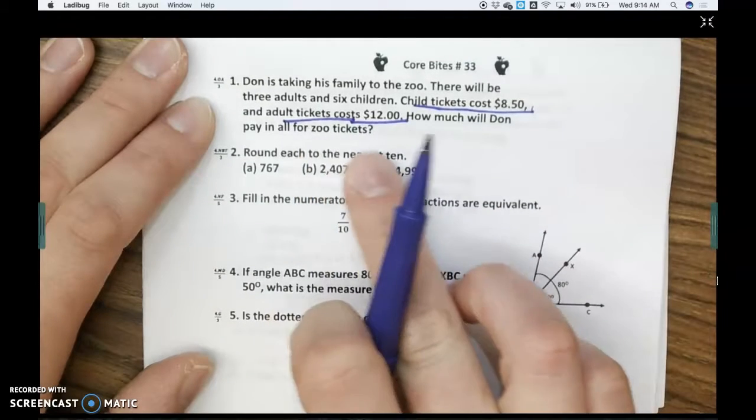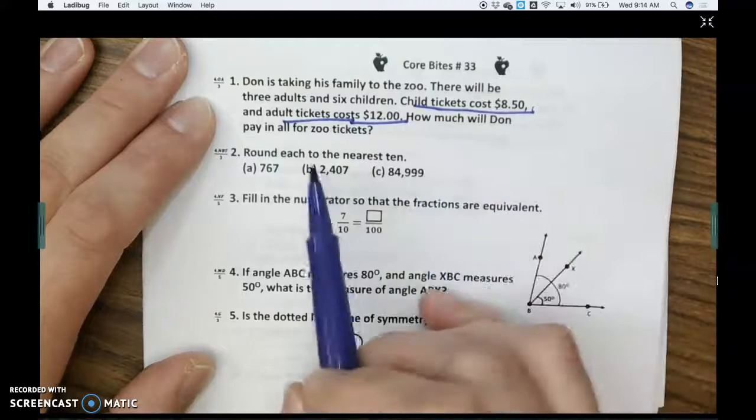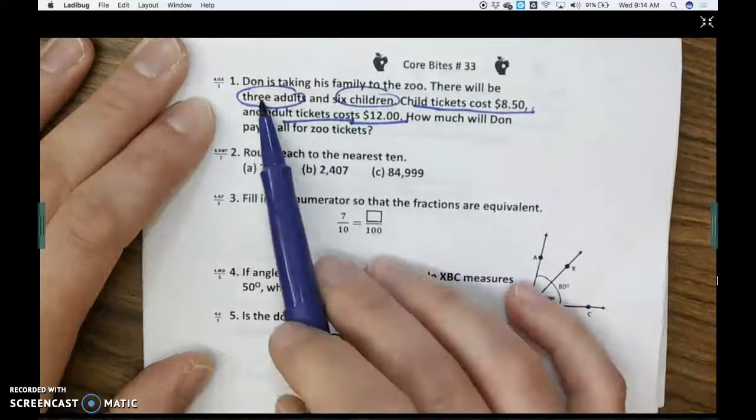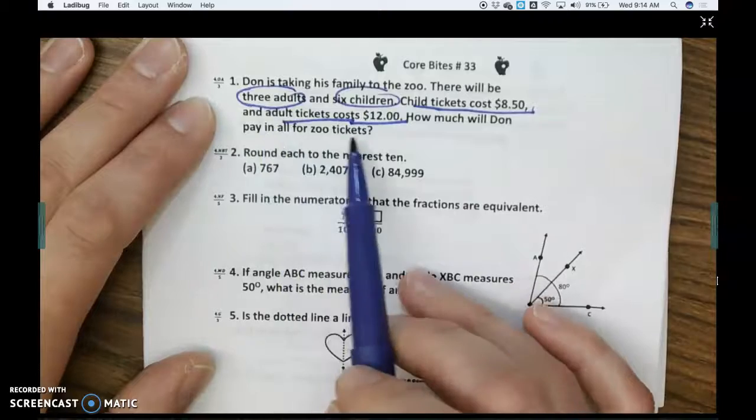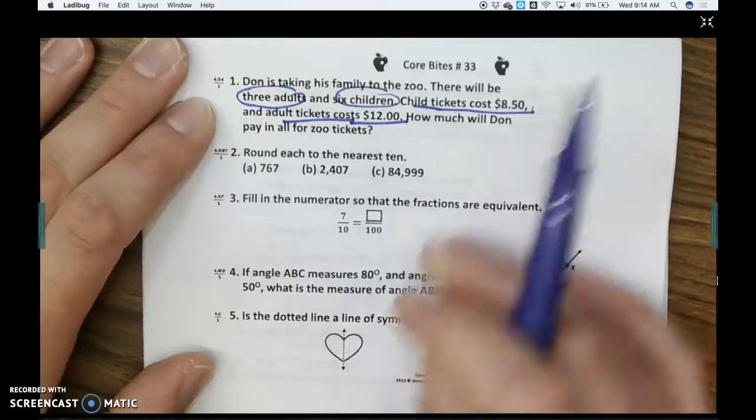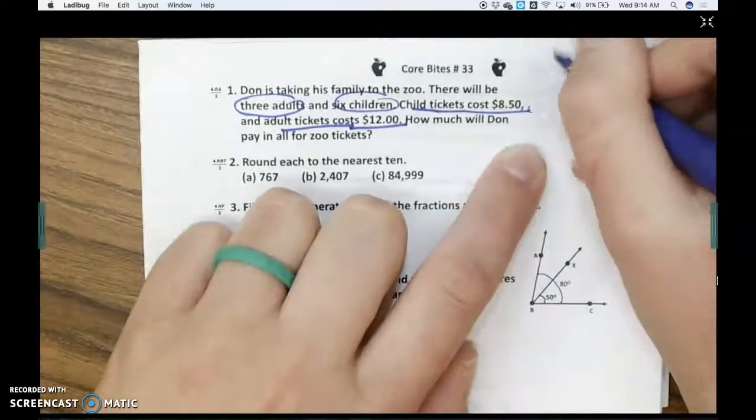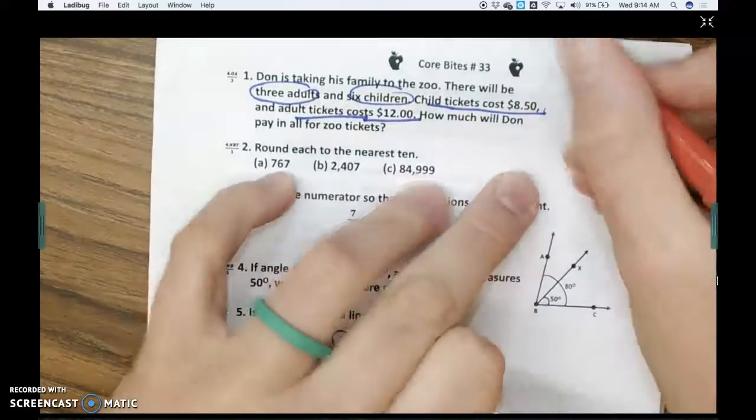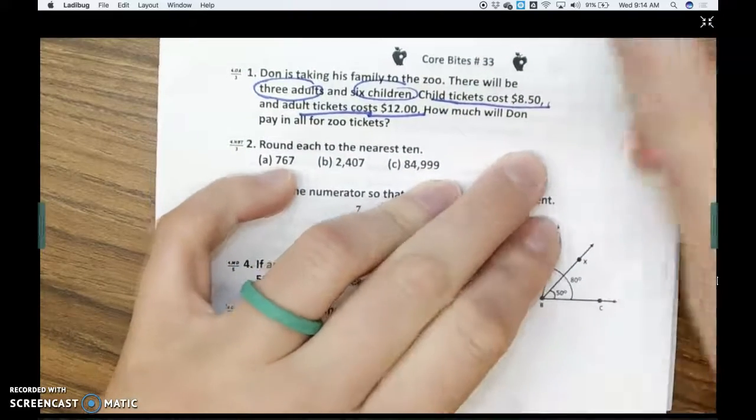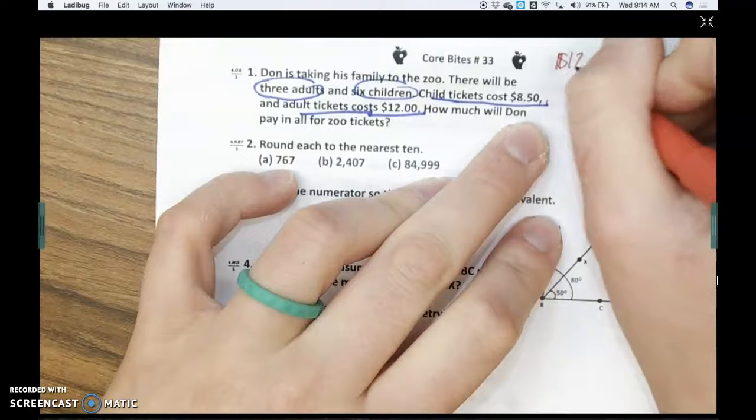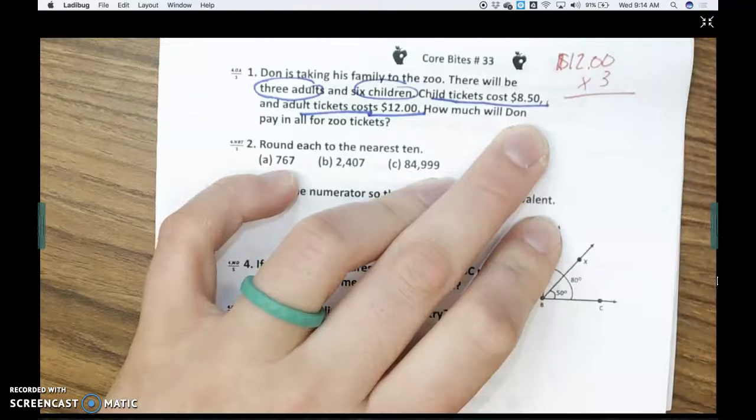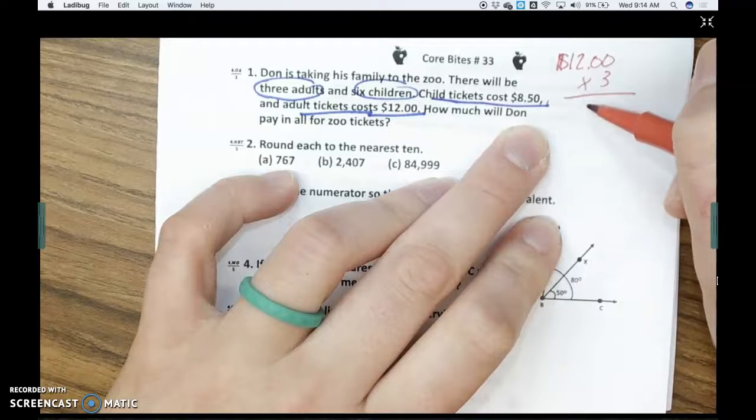So let's start with the adult tickets, okay? There are 3 adults and 6 children. So 3 adults, you're going to have 3 adults with $12 a ticket, okay? So over here, let me choose a different color. You're going to say, okay, I've got $12 per ticket. I'm going to need 3 tickets. So with your decimals, you just bring down your decimal.